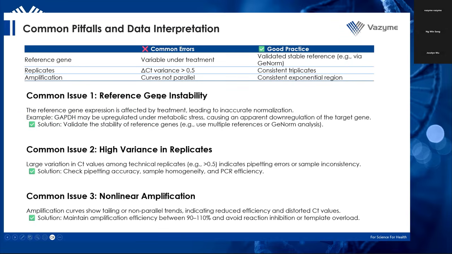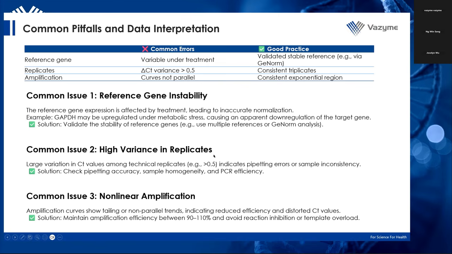Next we will look at reference gene instability. The reference gene expression is affected by treatment. So from treatment to treatment, the reference gene expression will be different, and this will cause inaccurate normalization. An example is that GADPH, which is your reference gene, may be upregulated under metabolic stress. Metabolic stress means, like, it is sick, and then it causes an apparent downregulation of the target gene. So if it's sick, it doesn't produce as much. This is what we mean by instability. So you need to validate the stability of the reference gene, and choose the correct reference gene.